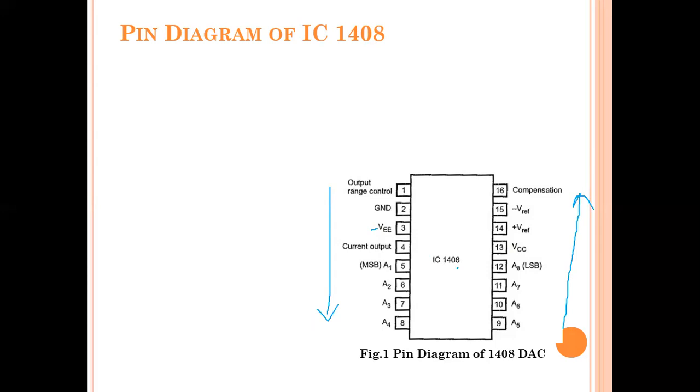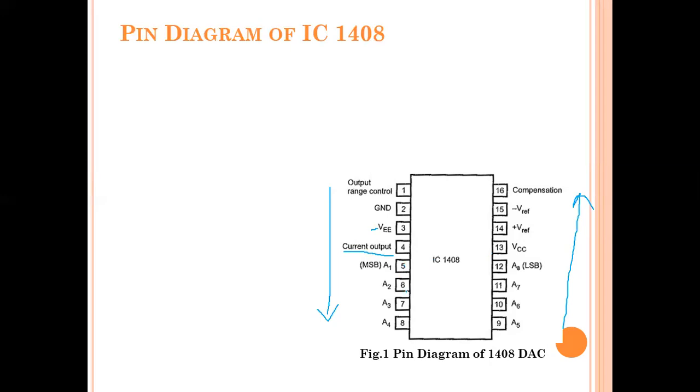This is a current generator. That means this IC will generate equivalent current values for the given digital input that is applied at the digital pins. So the resultant output will be in terms of current. If we require output in terms of voltage, we have to go for a current to voltage converter at the output terminal of this IC. It cannot generate the voltage output directly. It will generate the output in terms of current values, so here we are going to take the output in terms of currents.